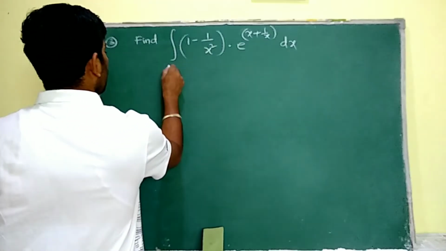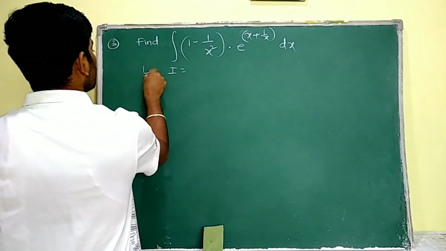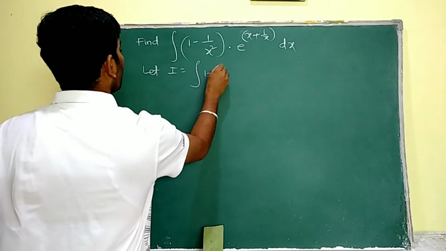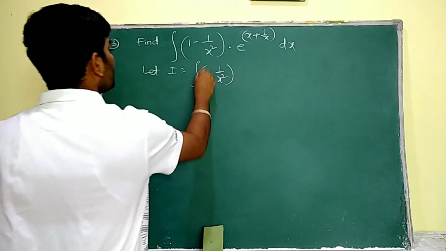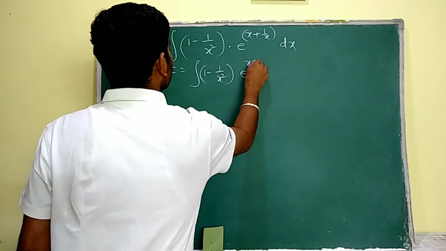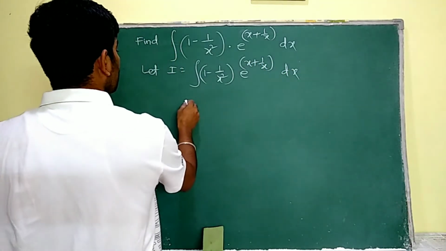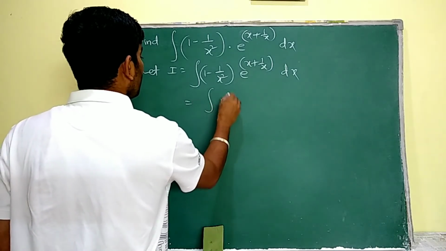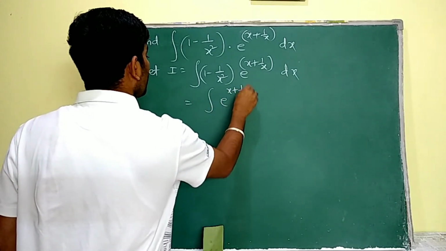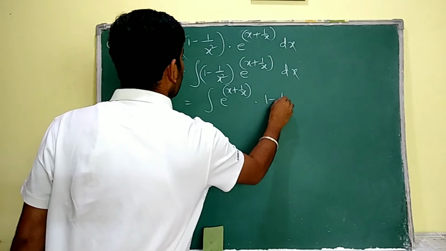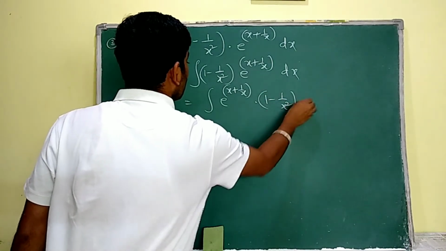Okay. Firstly I am going to assume let I is equal to integral 1 minus 1 by x square into e power of x plus 1 by x dx ma. So here see ma, this can be expressed as e power of x plus 1 by x into 1 minus 1 by x square dx.